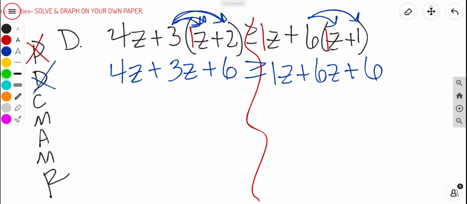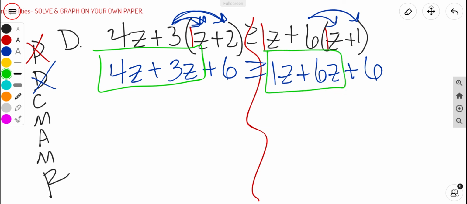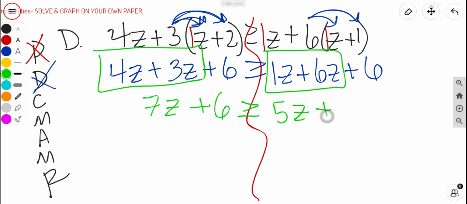Next up, we're getting good at these steps. Combine like terms, same side only. It all comes back, doesn't it? So 4z and 3z on this side. 1z and 6z on that side. So I end up with 7z plus 6 is greater than or equal to 5z plus 6.